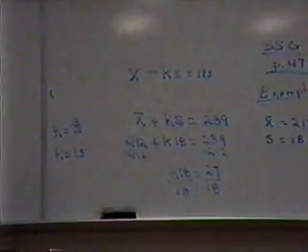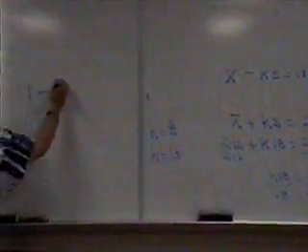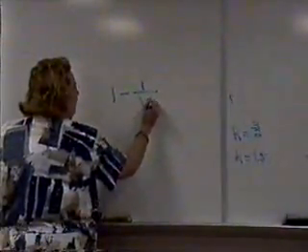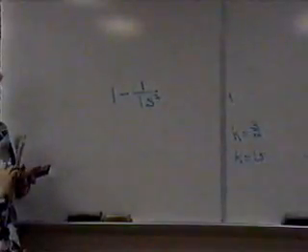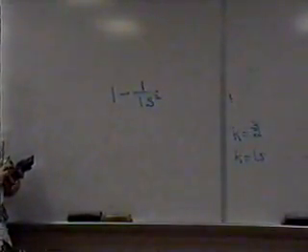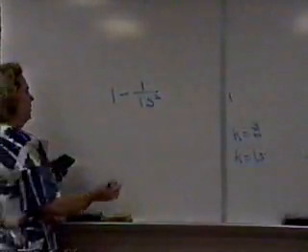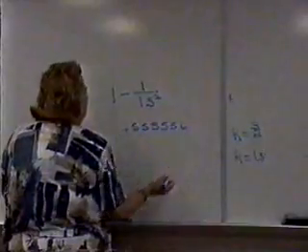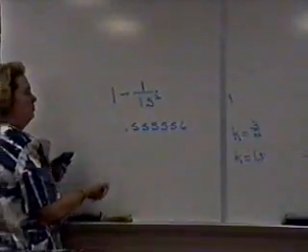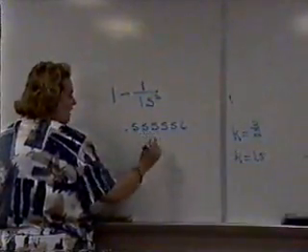Now that we know k, they want to know what percentage. So we're going to take 1 minus 1 over k squared. And we're just going to go to our calculator and go 1 minus 1 divided by 1.5 squared, hit an equal. But we're going to change this to a percent, and we're either going to leave it 56 or 55.6%.